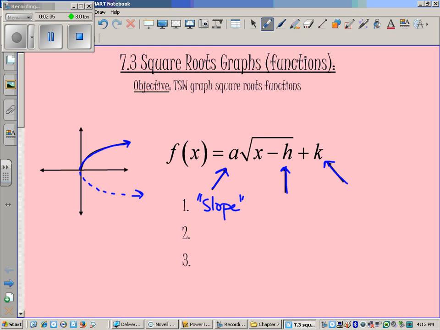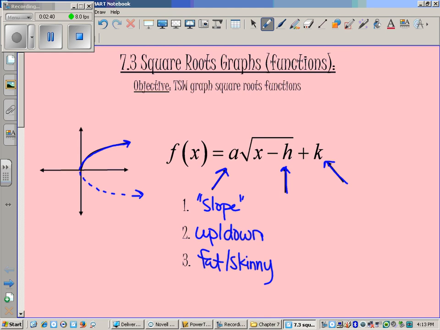Okay? The second thing that number does tells us if it opens up or down. If it's positive, your breadstick's going to go up. If it's negative, your breadstick's going to go down. Okay? The last thing it tells us is if the graph is fat or skinny. If the number in the front is a fraction, remember it's fat. If the number in the front is a whole number, then it's going to be skinny.